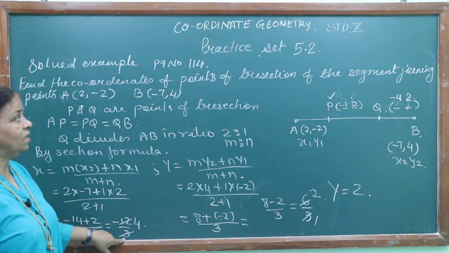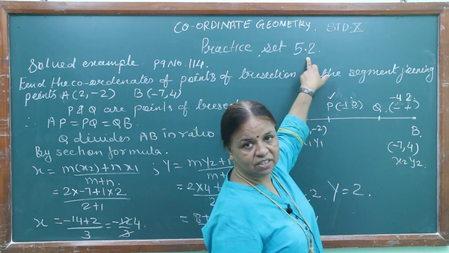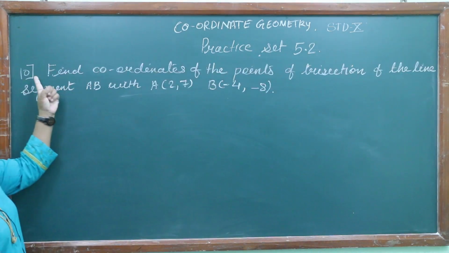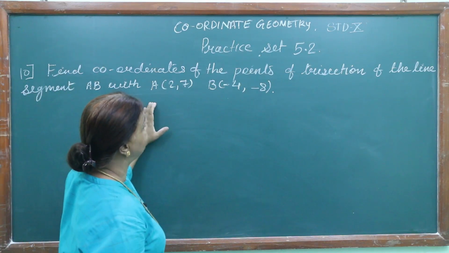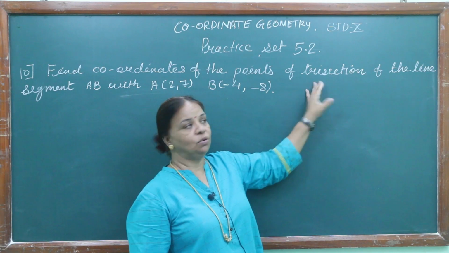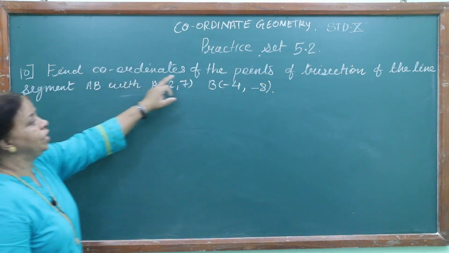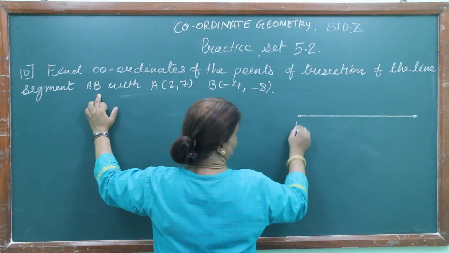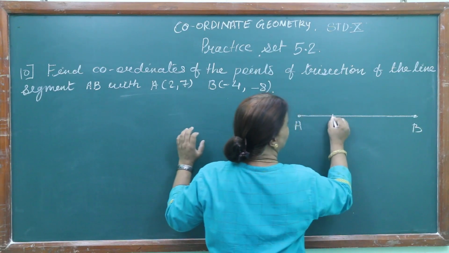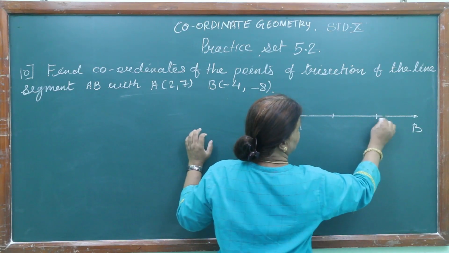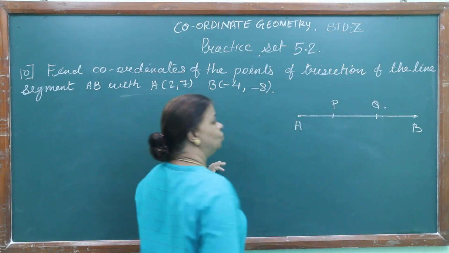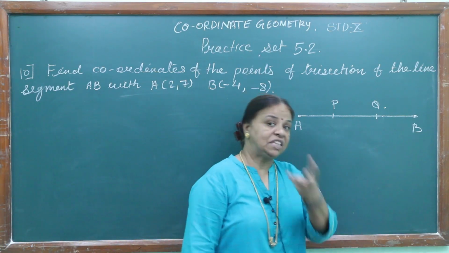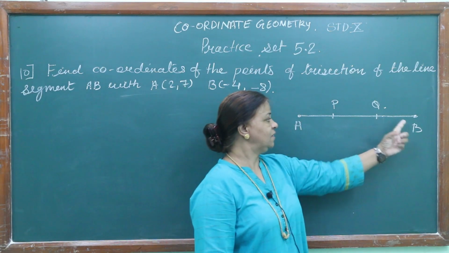Now based on this example, from exercise 5.2, the rest of the sums are there, that is 10th, 11th and 12th. Now we are going to continue with them. The 10th sum of the 5.2 exercise is related to the trisection example which we did before. Here we have to find the coordinates of the points of trisection of the line segment AB. It is given this is line segment AB. There are 2 points of trisection. Let us take them as P and Q. Trisection points are the points which divide the line segment into 3 equal parts, 1, 2 and 3.